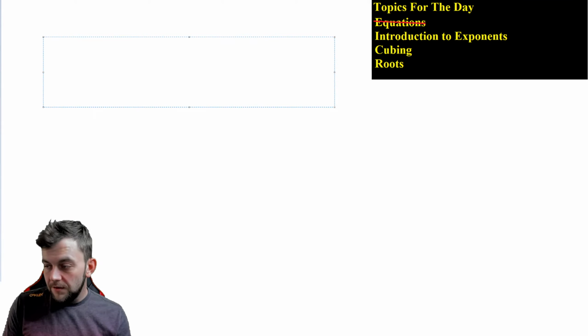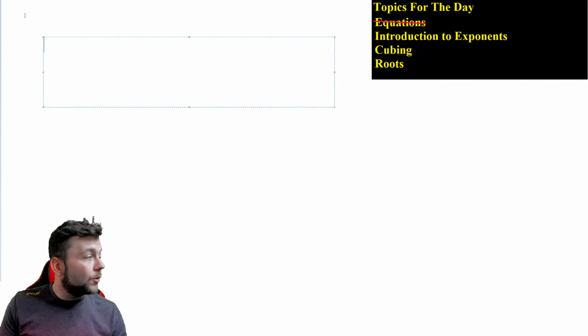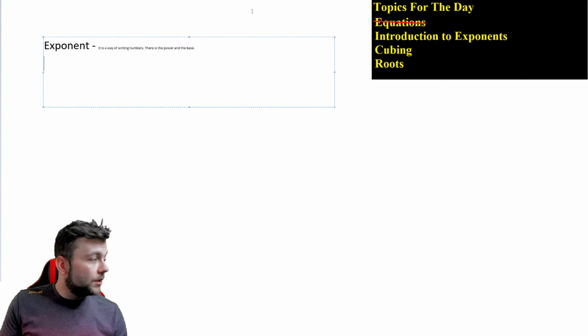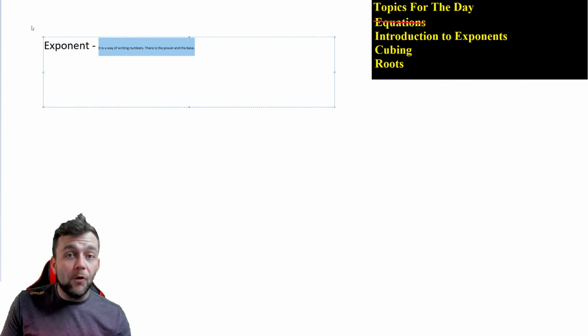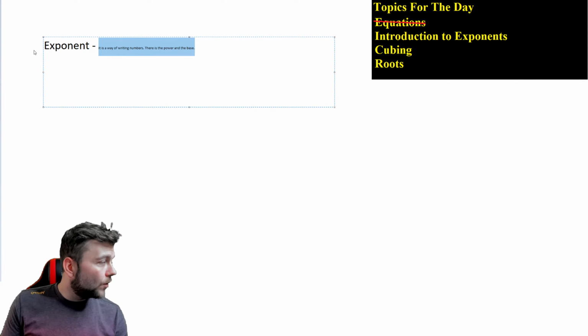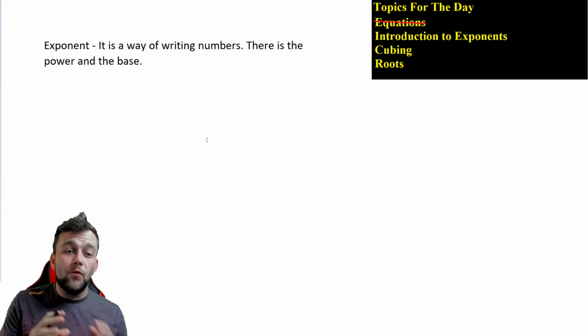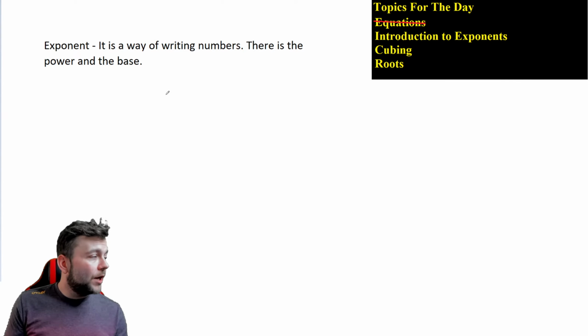So an exponent, not in red, we don't want to type it out in red. Exponent. It is a way of writing numbers. There is a power and a base. Or there are powers and bases, but it's just a way of writing a number. Let's take a look at an example, and all I'm going to do is write the exponent as letters. So a to the b power. Okay?